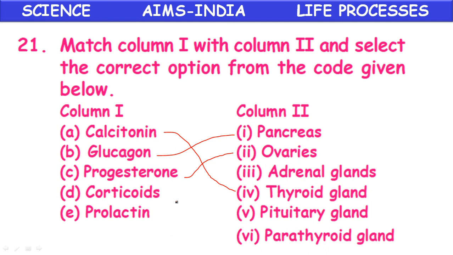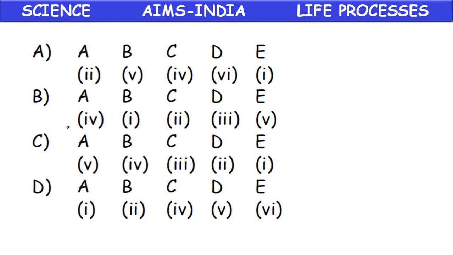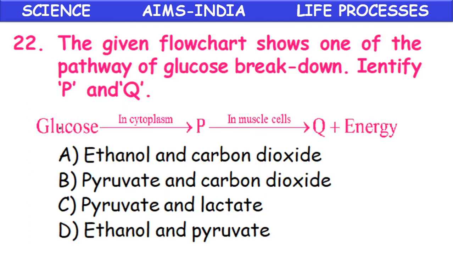Next, corticoids. Glucocorticoids and mineralocorticoids are produced by the cortex of adrenal gland. Next, prolactin. This is the hormone produced by pituitary. So now select the code. It is matching the code B: A4, B1, C3, C2, D3 and E5.